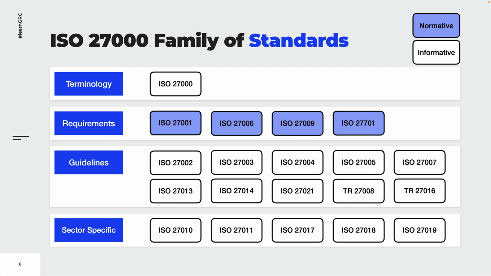Next, let's focus on standards specifying requirements. Remember, these are the standards that contain actual mandates that can be audited for compliance. They are usually referred to as normative standards, which means organizations can get certified by external certification bodies in order to demonstrate compliance to outsiders.